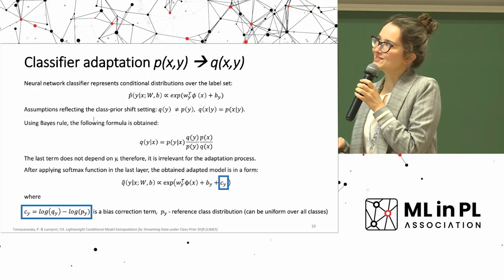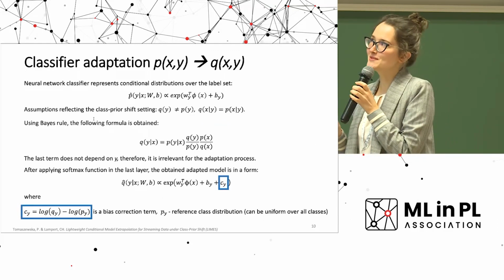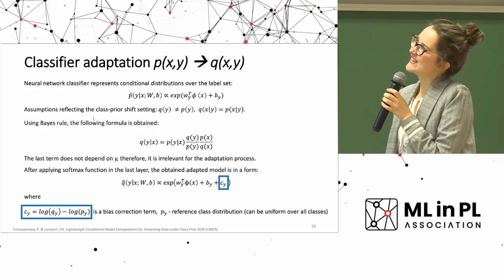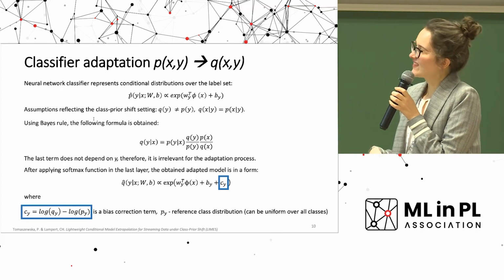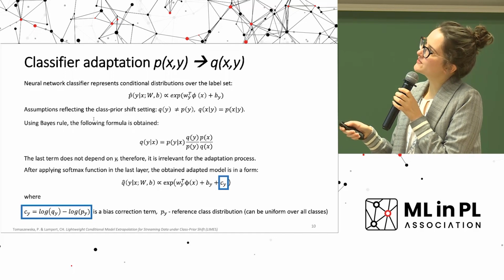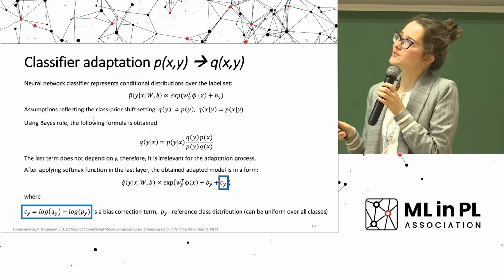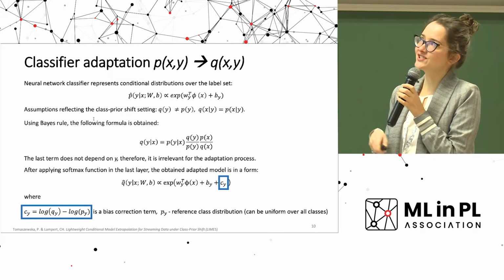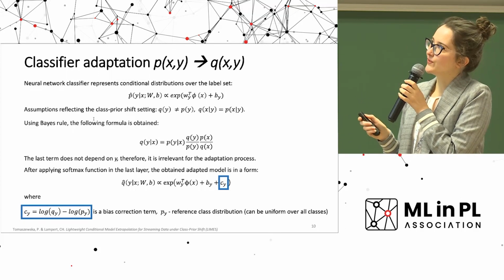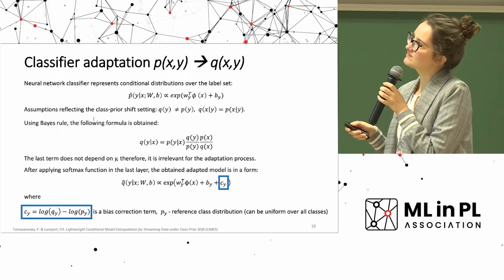Okay, and now let's go into the math. I promise this is the only slide with math. So what we have here, first of all, is the output of the basic classifier. This is just a shorter version of the softmax output.